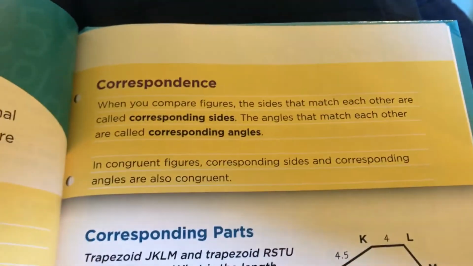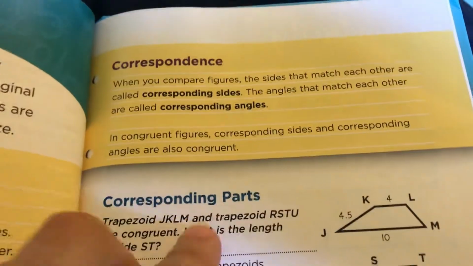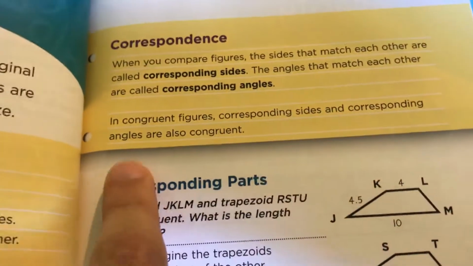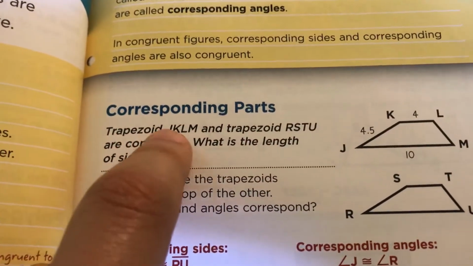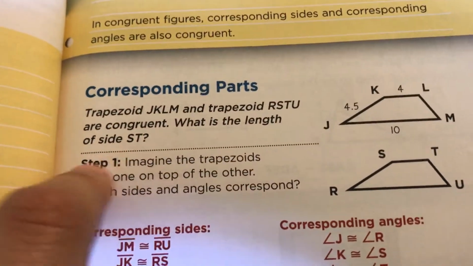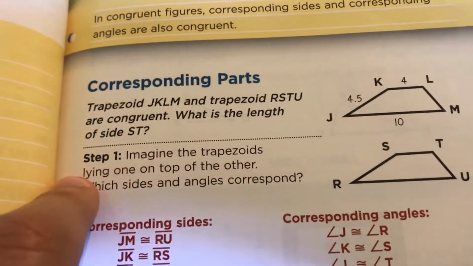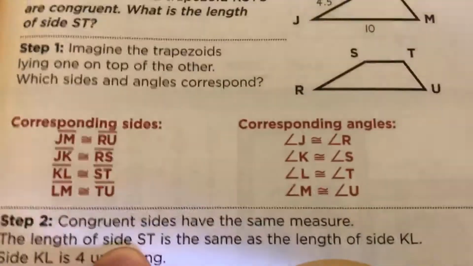Correspondence. When you compare figures, the sides that match each other are called corresponding sides. The angles that match each other are called corresponding angles. In congruent figures, corresponding sides and corresponding angles are also congruent. Corresponding parts. Trapezoid JKLM and trapezoid RSTU are congruent. What is the length of side ST? Imagine the trapezoids one on top of the other. Which sides and angles correspond?